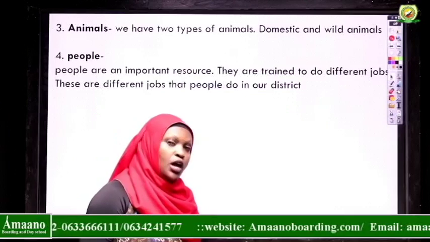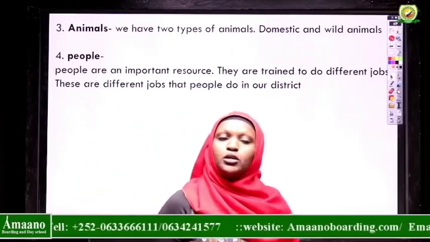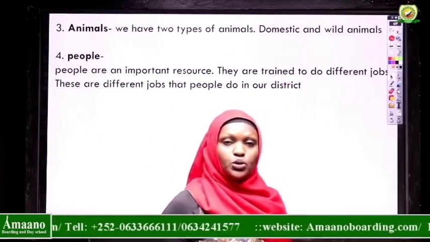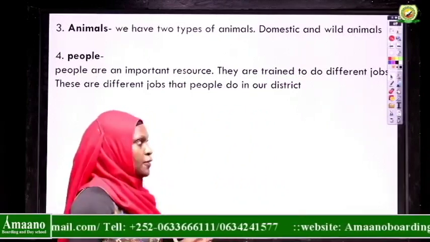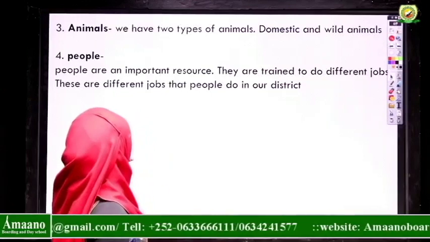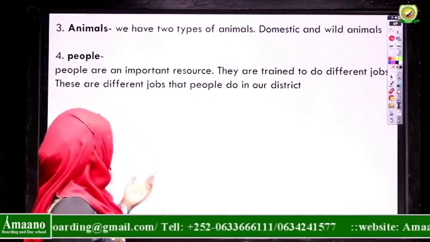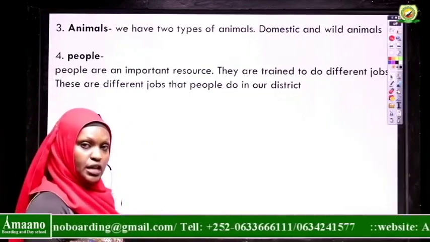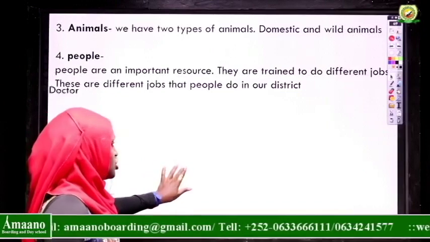Number four, we have people. We have different types of people in our district. People do different work to improve our lives in the society. For example, we have the doctors. What is the work of the doctor? The work of the doctor is to take care of the sick people. So we have people like the doctor, we have the teacher.